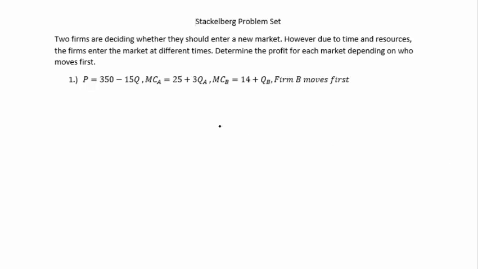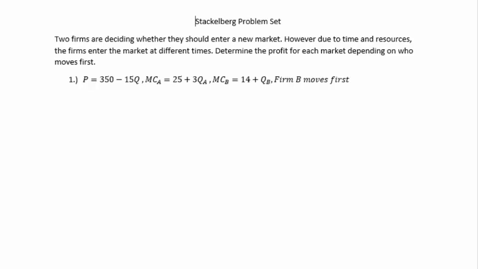And we're given a price function of P equals 350 minus 15Q, a marginal cost for firm A of 25 plus 3QA, a marginal cost for firm B equals 14 plus QB, and we're given that firm B moves first.